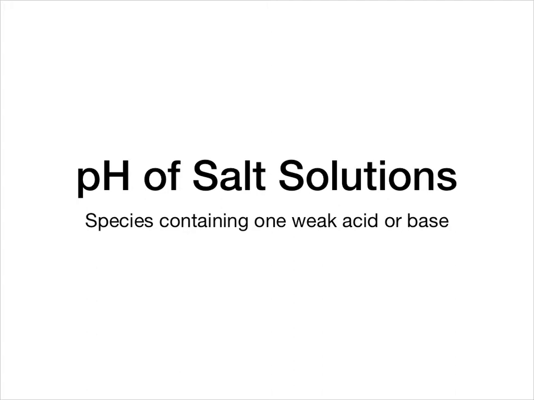In this video, we're going to talk through ionic species that contain one weak acid or weak base. We're going to focus today on just having one of these species as part of the ionic solution. Stay tuned to the next video to find out what happens if we have more than one, and even the next video after that as to what happens if we have amphoteric species.